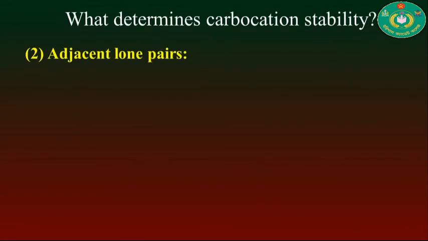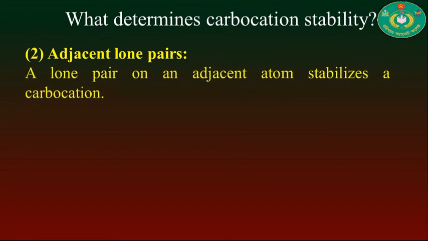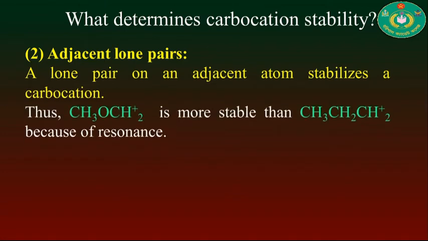The second one, adjacent lone pairs of electrons. A lone pair on an adjacent atom stabilizes a carbocation. Here consider the following example, which is CH3OCH2+. And another example is CH3CH2CH2+. Here we see that the first carbocation contains a hetero element, which is oxygen, and which contains a lone pair of electrons, and the other ion contains no hetero element and no lone pair of electrons.